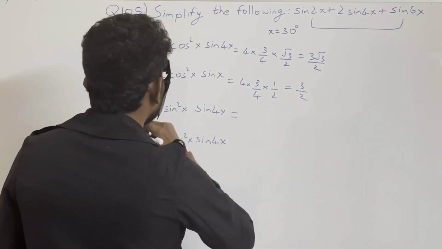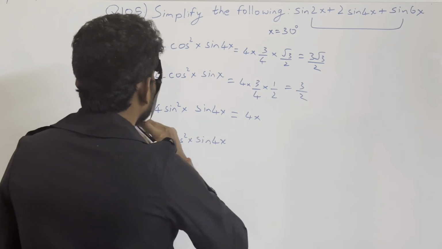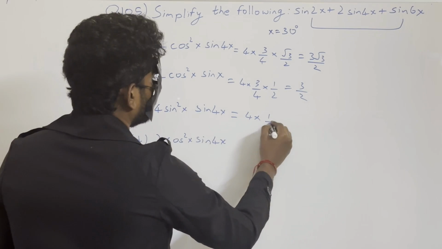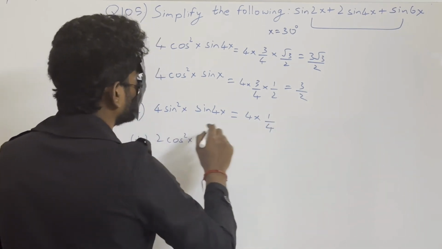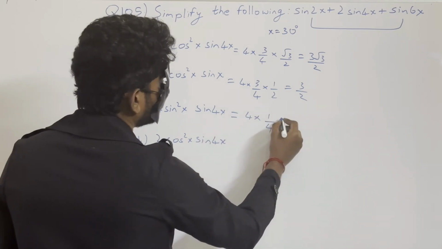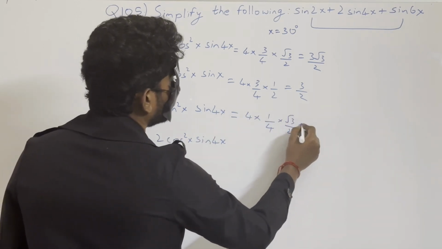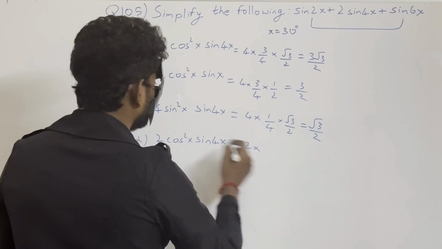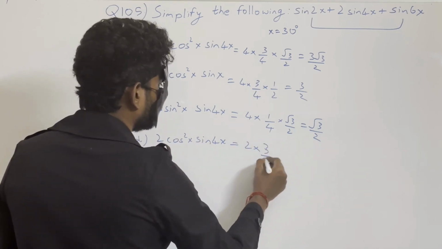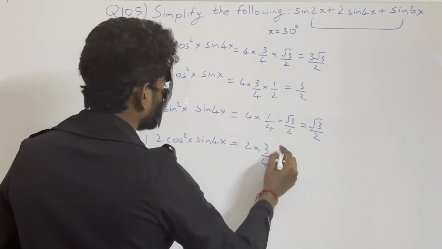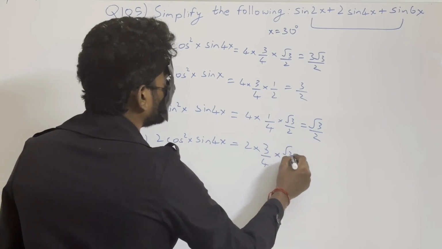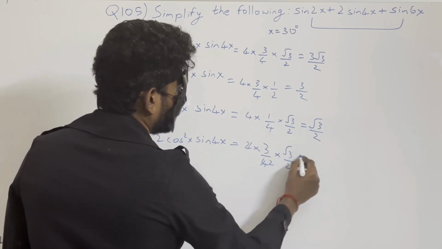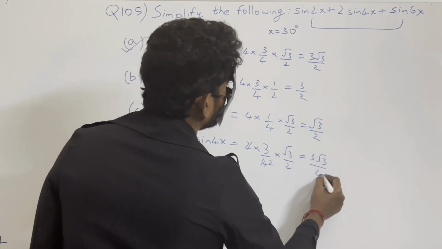This is nothing but 4 into sin square 30. Sin 30 is nothing but 1 by 2. Sin 120 is nothing but sin 60, which is root 3 by 2. This will be equal to root 3 by 2. Now here this will be nothing but 2 into cos square 30, which is 3 by 4, into sin 120. Sin 60 is root 3 by 2, which will be equal to 3 root 3 by 4.